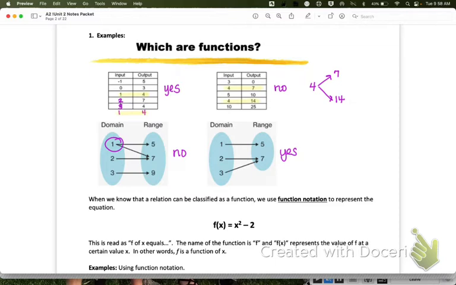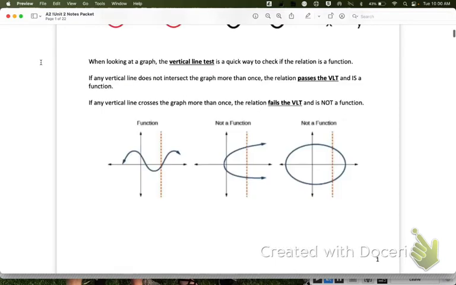So that one is yes, a function. Okay. The next thing we're going to talk about is function notation.